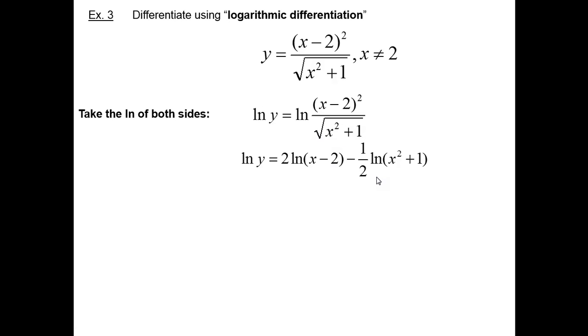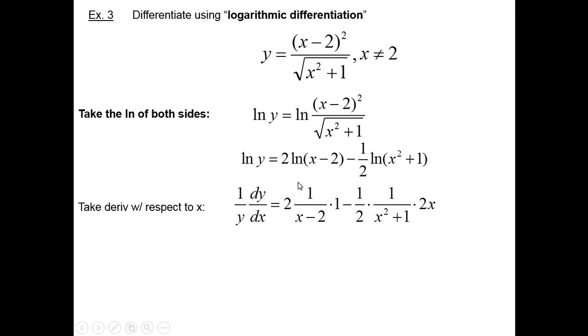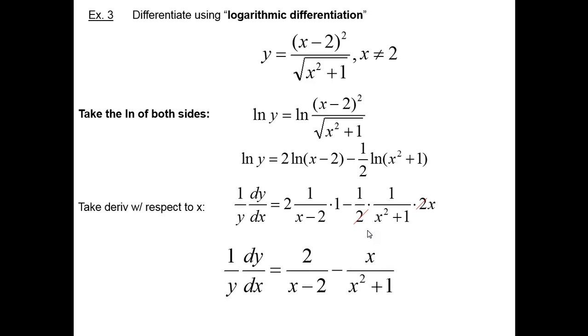Now we're going to take the derivative of the left side using implicit differentiation. So the derivative of ln of y, think back to last semester, that would be 1 over y dy dx. The other piece, we've got 1 over x minus 2 times the derivative of the inner function, which is 1. So that's just a chain rule, times 2. And then we have 1 over x squared plus 1 times the derivative of that, which is 2x, times the 1/2. So if we clean this up a little bit, notice those 2's cancel, and we get this expression.